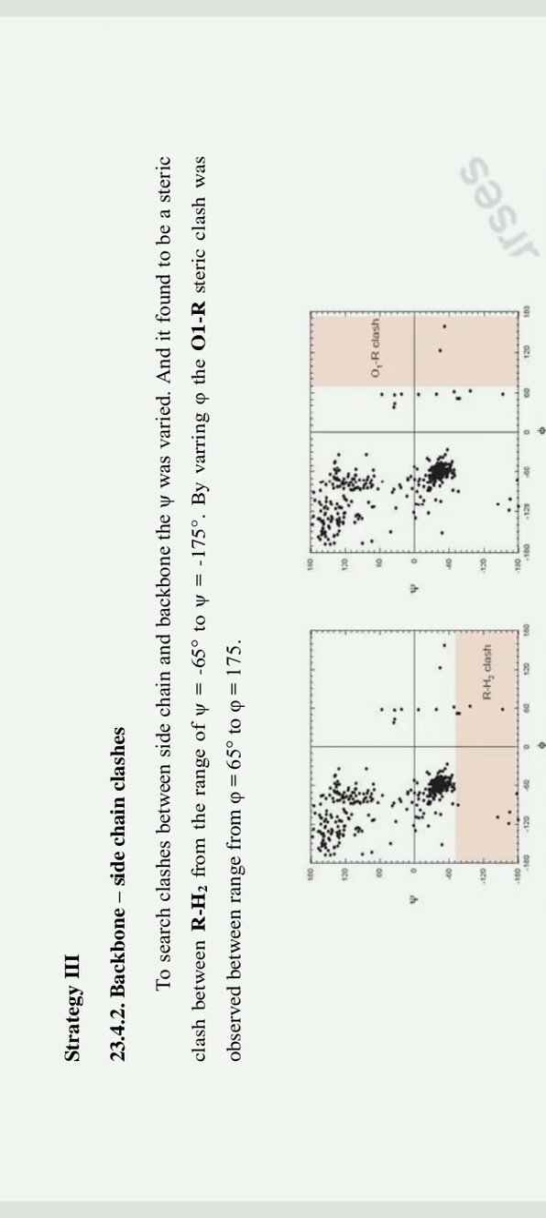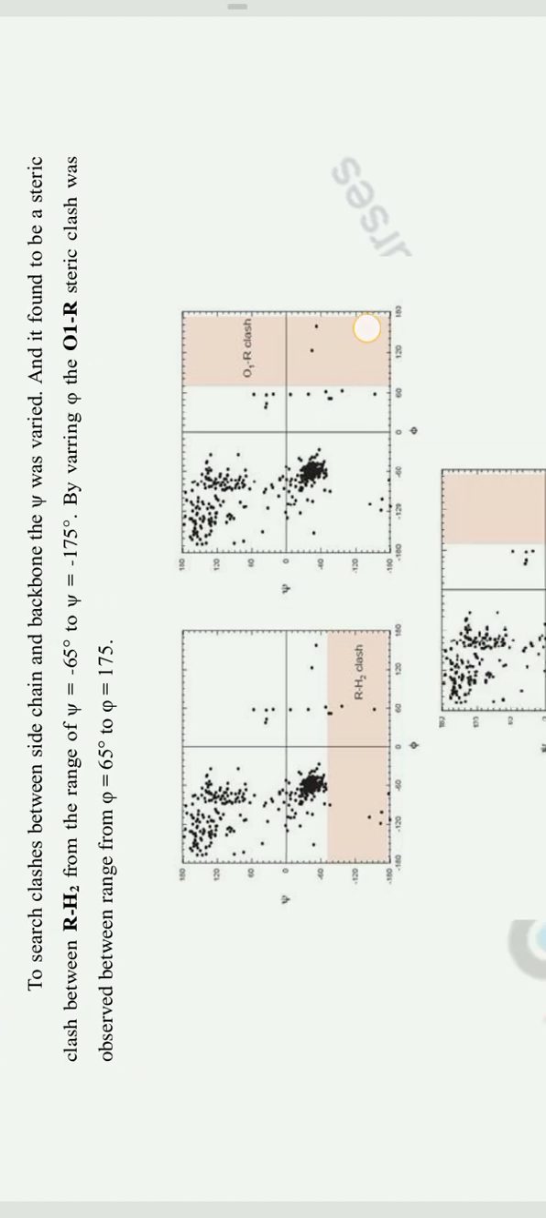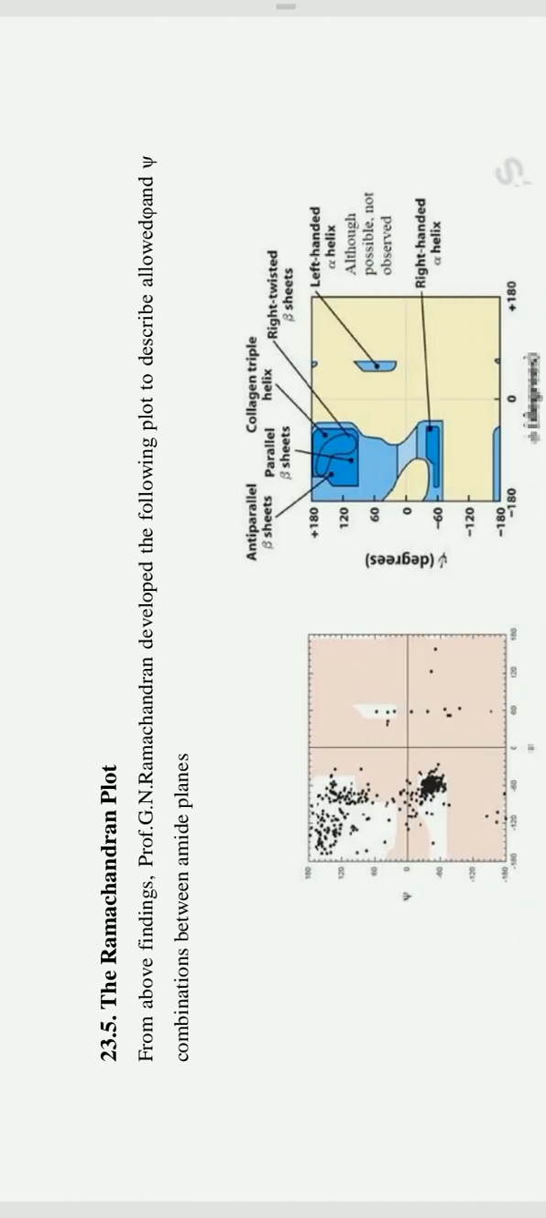The next strategy is the backbone side chain clashes. To search for clashes between the side chain and backbone, psi was varied, and a steric clash was found between the R group and H2 in the range of minus 65 degrees to minus 175 degrees. Then the overall backbone side chain interaction was examined by varying psi and phi.